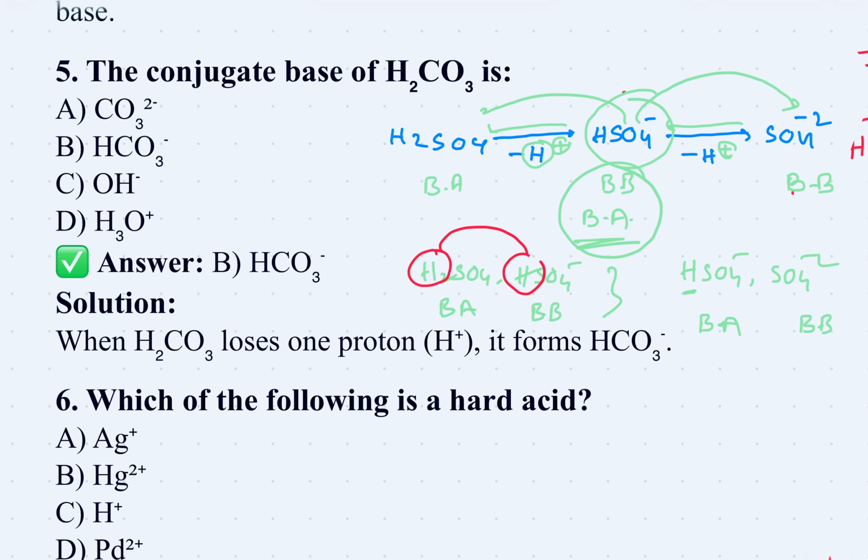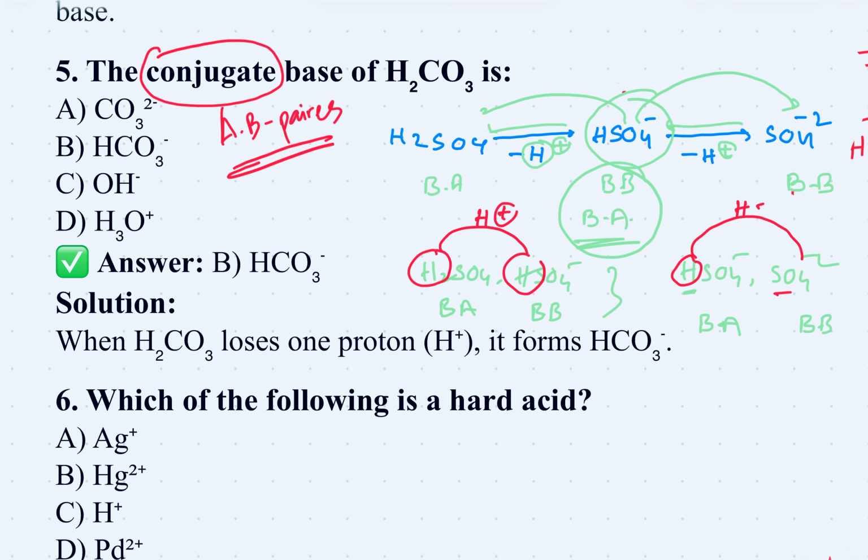So any two acid bases differing by one proton are called conjugate acid base pairs. What are conjugate acid base pairs? Any two acid bases that differ by one proton. Here you can see one hydrogen, here no hydrogen. Therefore, the difference is one proton, and these two are called conjugate acid base pairs. Clear, student?